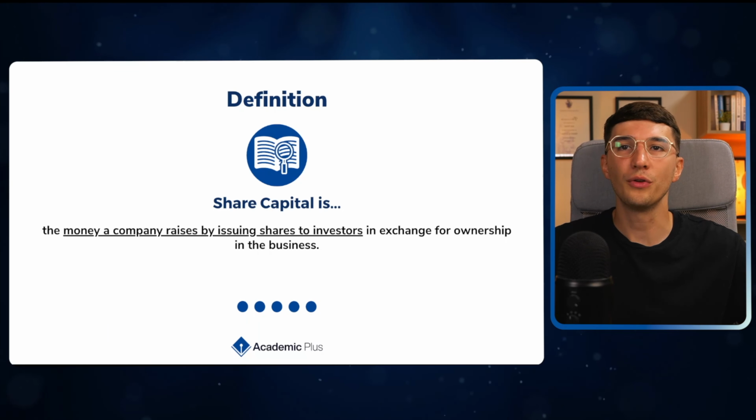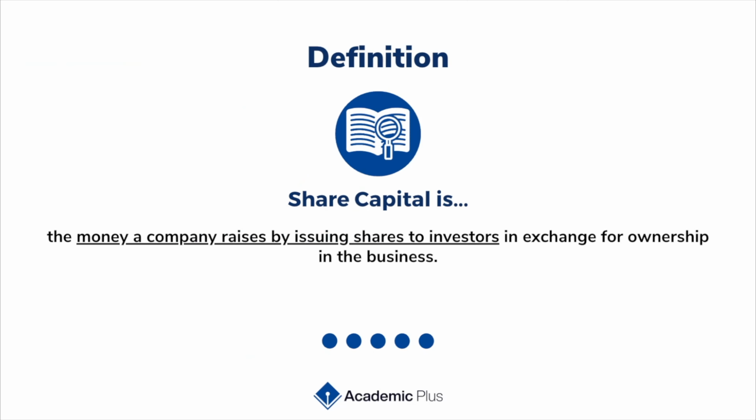The next method of finance that we're going to take a look into now is our share capital. Now, what do we mean by share capital? Well, it's in the name. Try and break it down. Shares, we know a share in a business represents ownership, and capital is just another way of saying money. So when we put that together, share capital is the money a company raises by issuing shares, and issuing just means selling, to investors in exchange for ownership in the business.